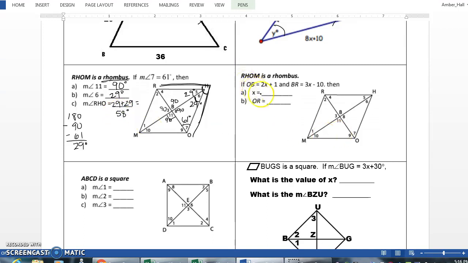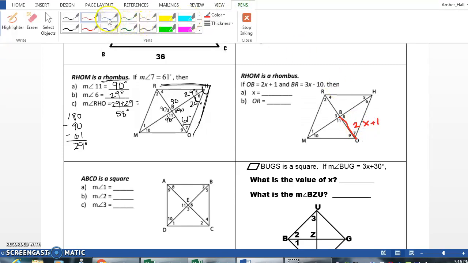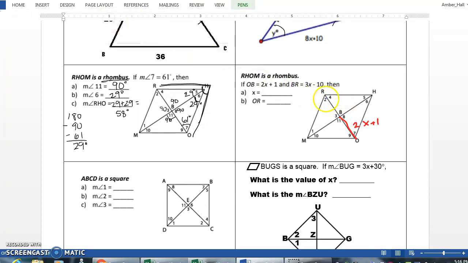Alright, we got another rhombus over here. It says that OB, let's switch up the colors, OB is 2x plus 1. And BR, right here, is 3x minus 10. Solve for x and OR.